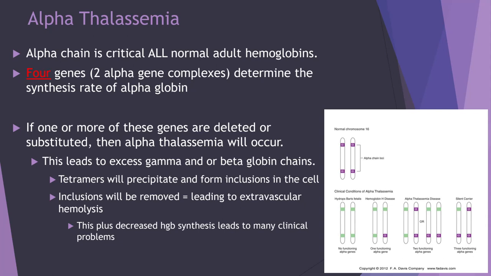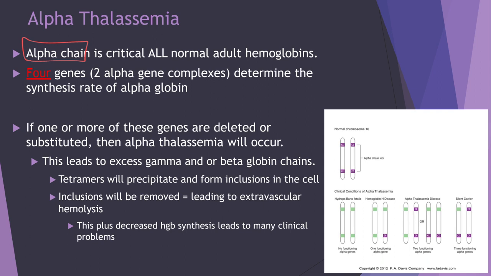In alpha thalassemia, all of the normal adult hemoglobins have alpha chains. So our hemoglobin A has alpha beta, hemoglobin A2 has alpha delta, hemoglobin F has alpha gamma. And essentially there are 4 genes that determine the rate of synthesis of these alpha globin chains. And a deletion of any one of these 4 or a combination will lead to different severities of alpha thalassemia. So when I say that there's 4 genes, a child will get 1 pair or 2 genes from mom and then 1 pair or 2 genes from dad.